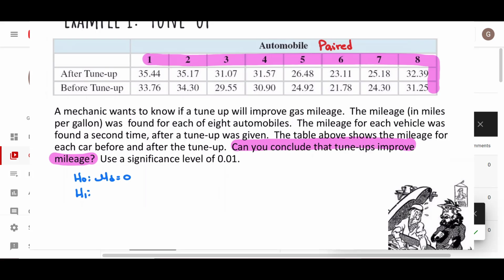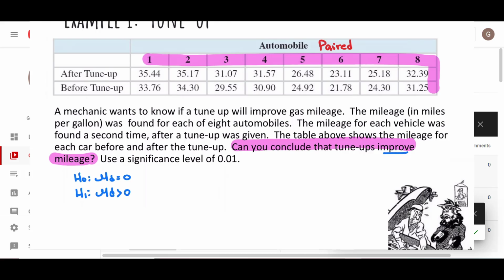And for the alternate, I'm going to say that the mean difference, if it improves, that means you get more miles after the tune-up. So if I did after minus before, and after should be greater because you would get more miles per gallon. So we would do greater. All right. There we have that.